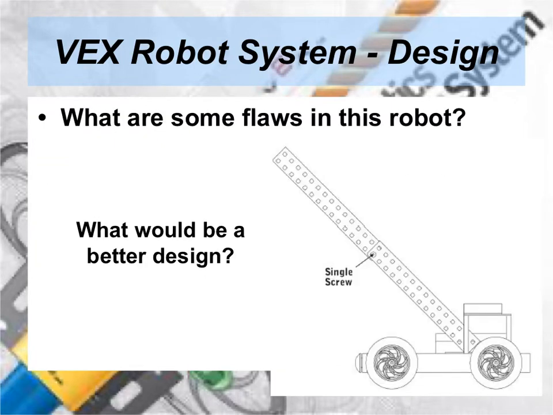Take a look at the robot in this diagram. What are some sturdiness flaws that you see? What would be an improvement for the sturdiness of this robot?